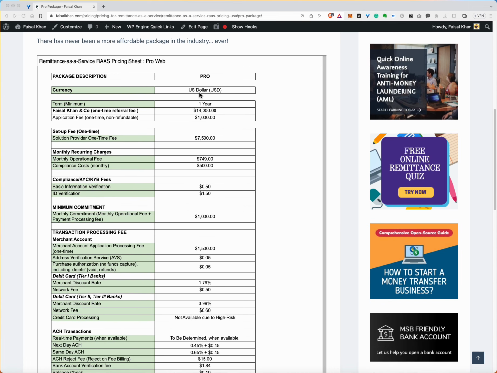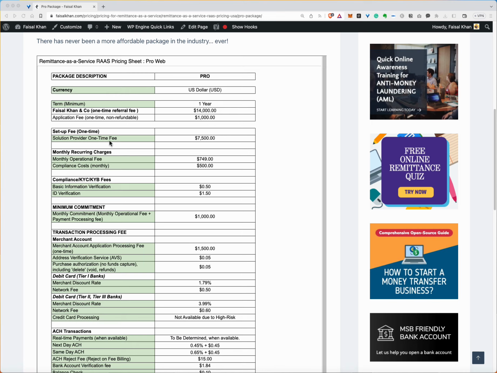The currency is always US dollars. Our fee, that means the fee of my company for providing the service to you, is $14,000 one time. That's one time. It's success-based. If you sign up, that's what you owe. The application fee is $1,000.